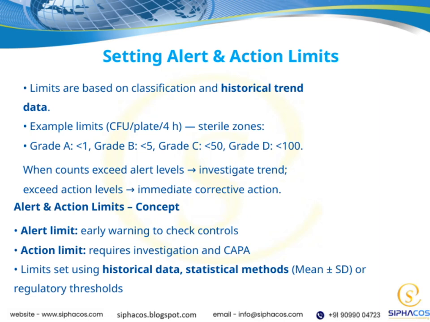Grade C, less than 50, and grade D, less than 100. So, if counts exceed the alert level, it's time to investigate the trend and see what's happening. But if they go beyond the action level, then immediate corrective actions are required to prevent further issues. This approach helps us maintain control, ensure compliance, and keep our processes in check.